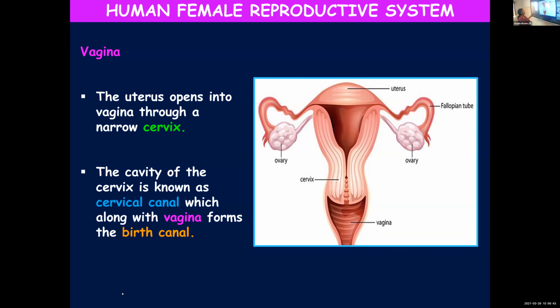The uterus and vagina are connected by means of a narrow cervix. So the cervix connects the uterus to the vagina, and the cavity of the cervix is called the cervical canal. The cervical canal along with the vagina is called the birth canal. The reason is that it is through this canal that the baby is delivered.